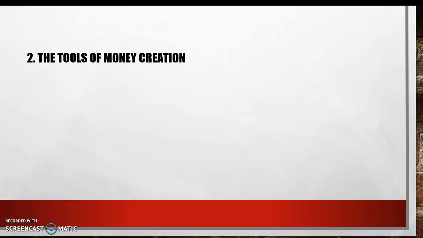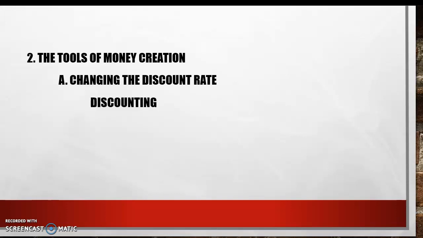This can be done in 3 different ways. Letter A, they can change the discount rate. The term discounting, by the way, means the Fed lending money to banks.